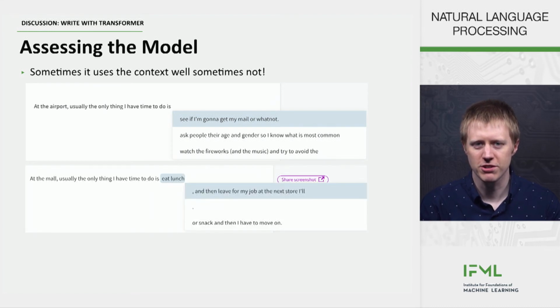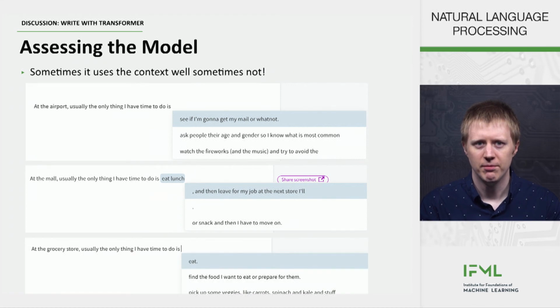"At the mall, usually the only thing I have time to do is eat lunch." And some of these completions, again, are a little bit weird. Again, "at the grocery store, usually the only thing I have time to do is eat." You can eat at the grocery store, I guess. And then some of these are reasonable, right? Pick up some veggies, blah, blah, blah. So the model's kind of hit and miss.